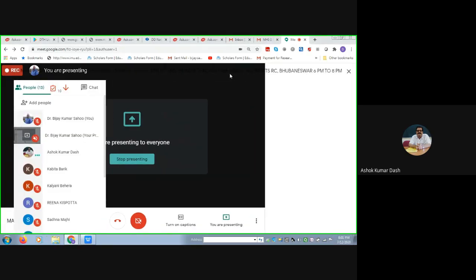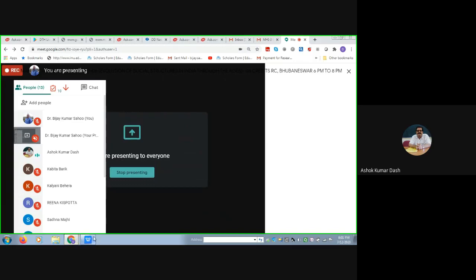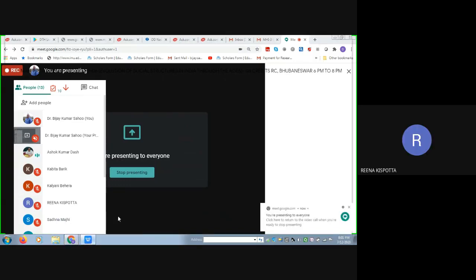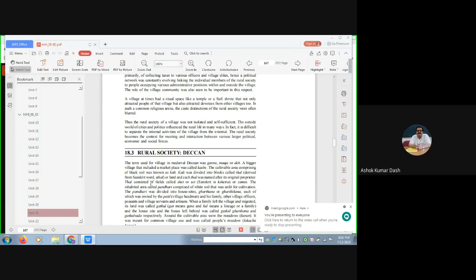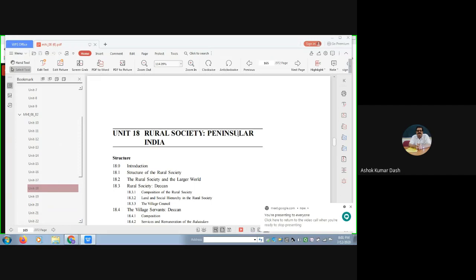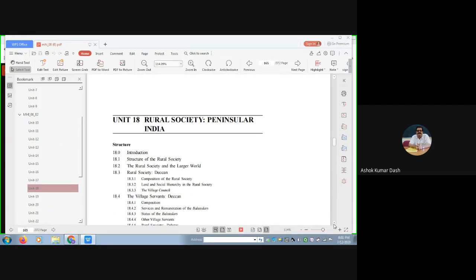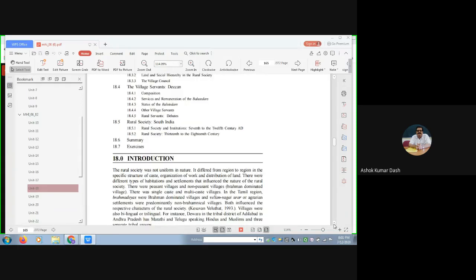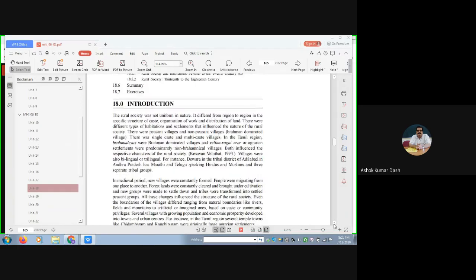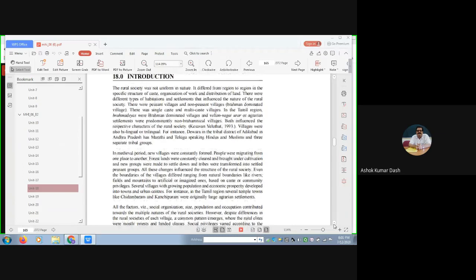Yes, see. Here, hello. In the introduction itself, it has been clearly mentioned. In the medieval period, new villages were constantly formed. People were migrating from one place to another. Forest land was constantly cleared and brought under cultivation, new groups were made to settle down, and tribes were transformed into settled peasant groups. All these changes influenced the structure of the rural society.